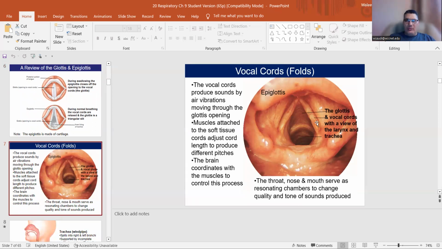This is an actual picture, like they are using endoscopy, or a laryngoscope, something called laryngoscope, in order to look inside. This is obviously the glottis is opened. Look at the two vocal cords moving away from each other. It's opened. Now you can talk, you can sing, and each one of those, like here is one, and here is one, they can stretch, unstretch to produce the sound.